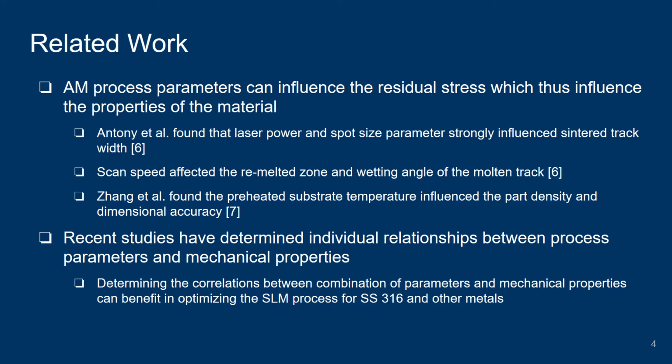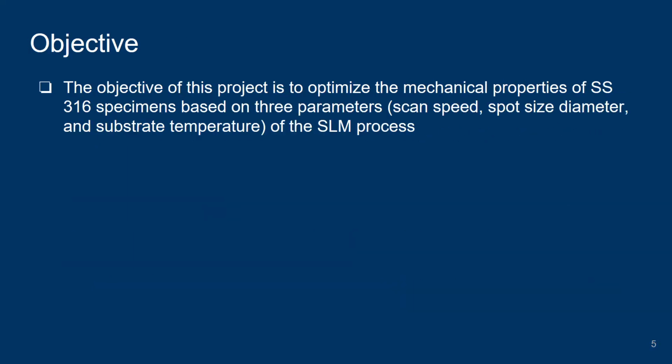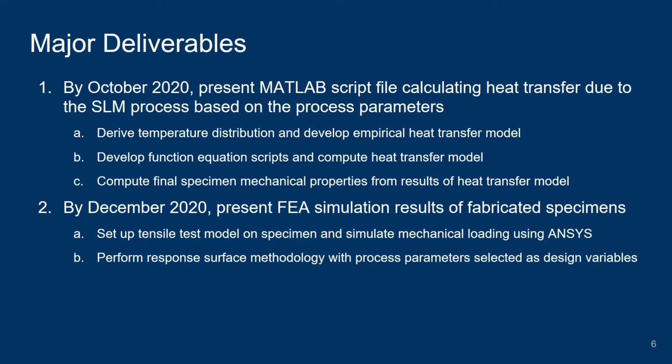It is important to note that these relationships between the parameters and the properties are based individually. Further research is required to optimize the SLM process of metals based on the influence of a collection of process parameters. The objective of this project is to optimize the mechanical properties of SS316 specimens based on the selected parameters of the SLM process. The process parameters to be analyzed in this study are scan speed, spot size diameter, and substrate temperature. Several major deliverables are to be presented for this project.